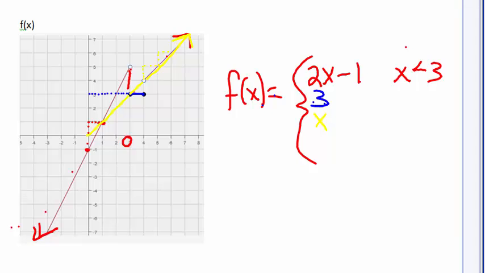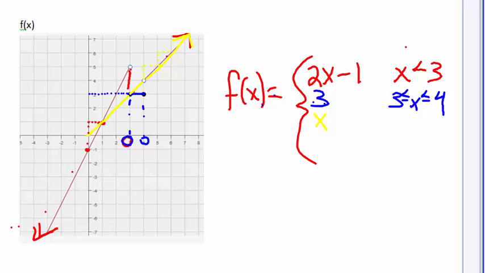This middle piece starts where the old one leaves off. So it starts at 3, and it ends very quickly at 4. So 3 on the left, 4 on the right, x somewhere in the middle. Both endpoints are included, so I'm going to use less than or equal to signs for both parts of that inequality.